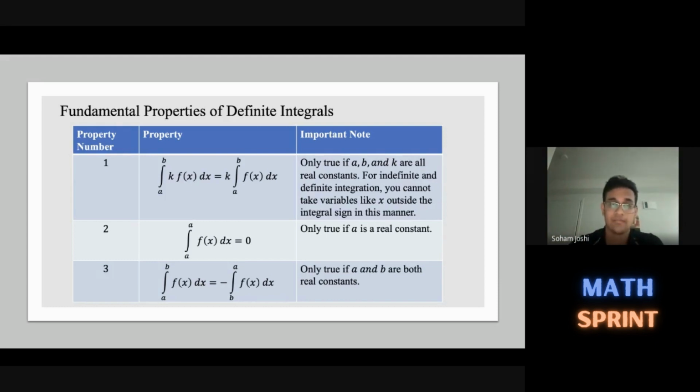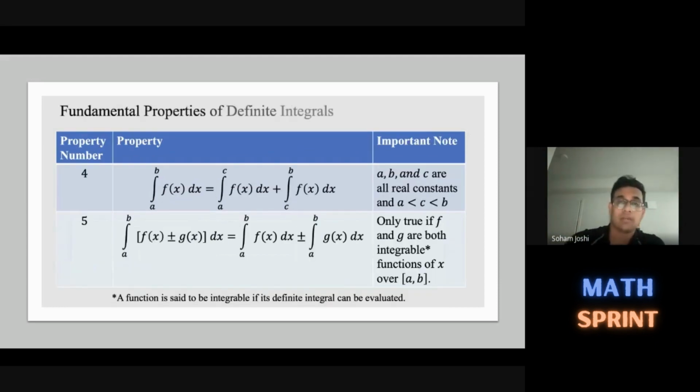Pay attention to that. Now for the fourth property, you can express essentially any definite integral as the sum of two new definite integrals, and here c can hold any value between a and b. For the fifth property, it basically states that any integral whose integrand is the sum or difference of two smaller functions can be split into two smaller integrals. Now keep in mind, for this fifth property, there's no value labeled c here that's between a and b.